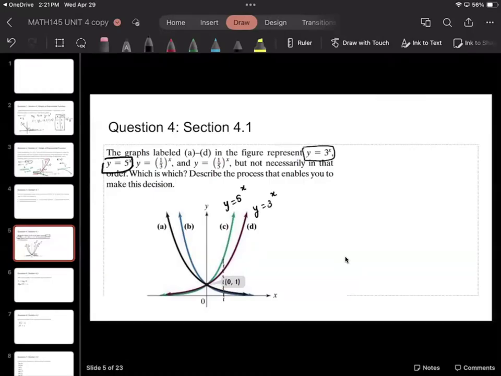So then you know the two decay functions, 1/3 and 1/5. You remember that if you have, for example, 1/3 to the power of -1, that is 3, and 1/5 to the power of -1 is 5. So let's say that I have -1 here, right? So obviously, this has to be 1/5 to the power of x, and this has to be 1/3 to the power of x.